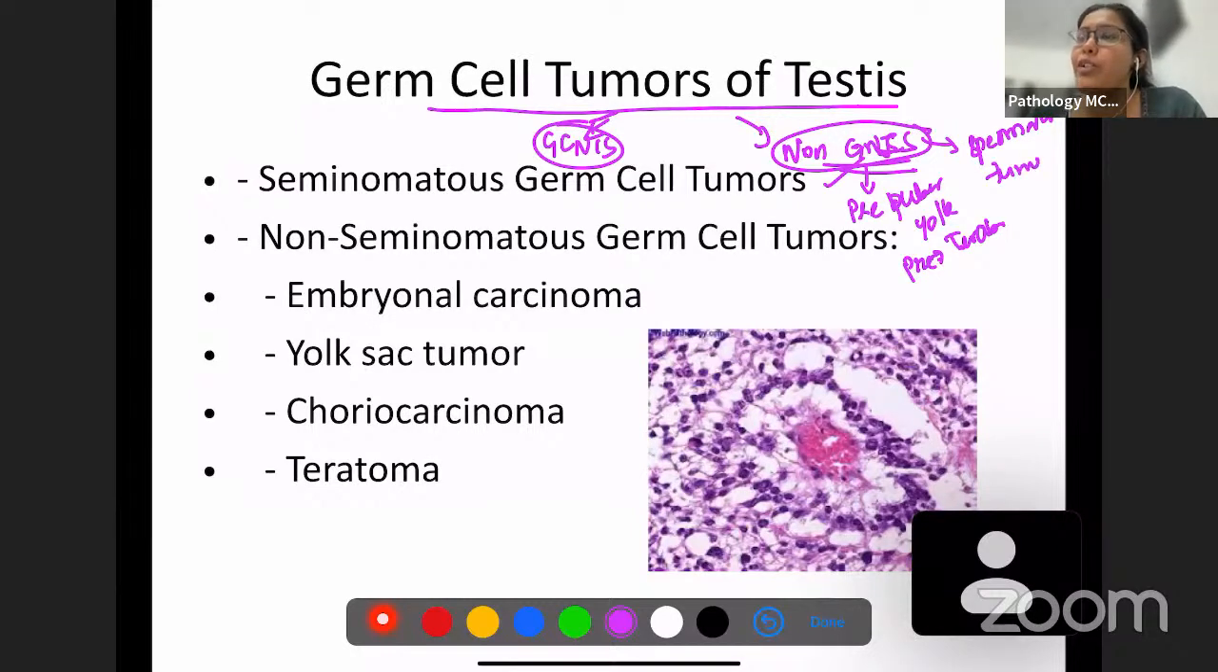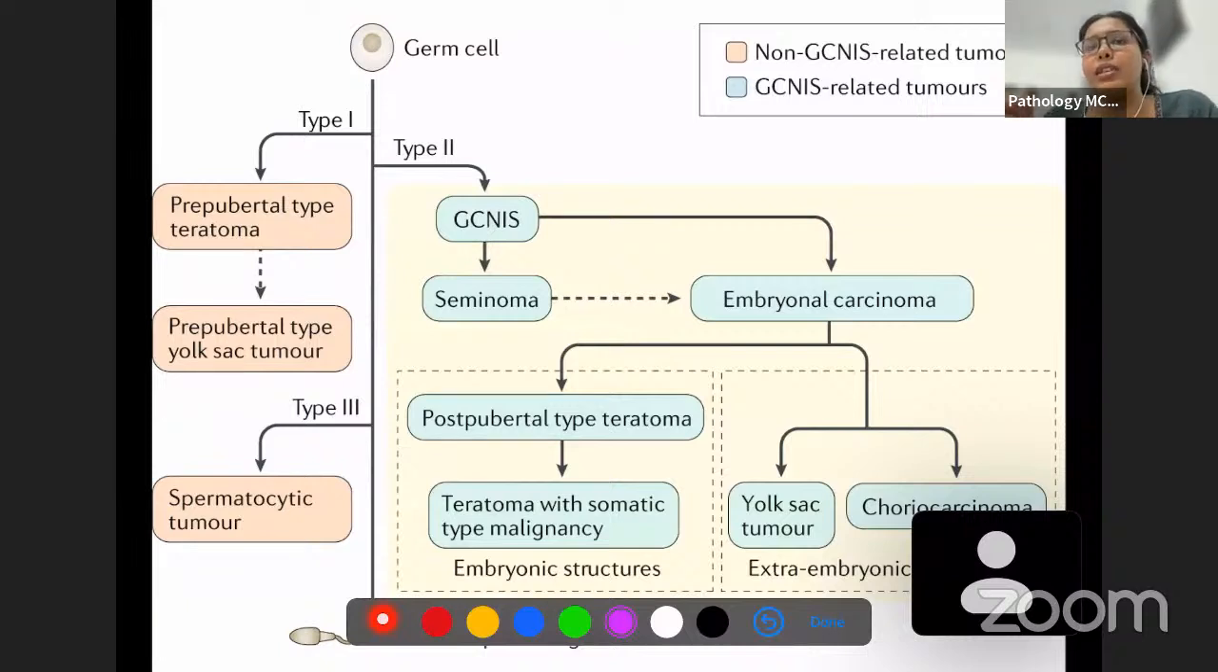Okay, spermatocytic tumor. So you just remember these 3 tumors. All other germ cell tumors are going to be arising from GCNIS only. So we have prepubertal type teratoma, which is not arising from the GCNIS. Again, prepubertal yolk sac tumors, spermatocytic tumors. So these 3 are separated.